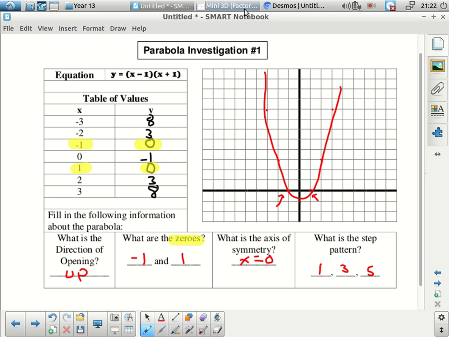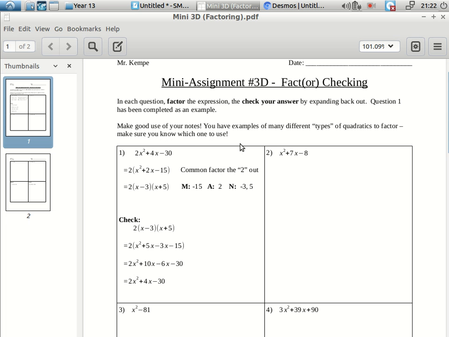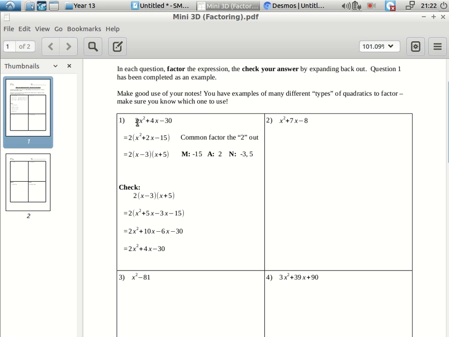The other task comes after we've spent about 3.5 days on some expanding and factoring work. This is your assignment, the checkpoint where you're going to earn some marks for all that lovely practice you've been doing. So here's how it's going to work. You get a bunch of questions here, and you're going to start by doing your factoring. Here's the first one, and it's on your sheet, so you've got the example of how this would work.